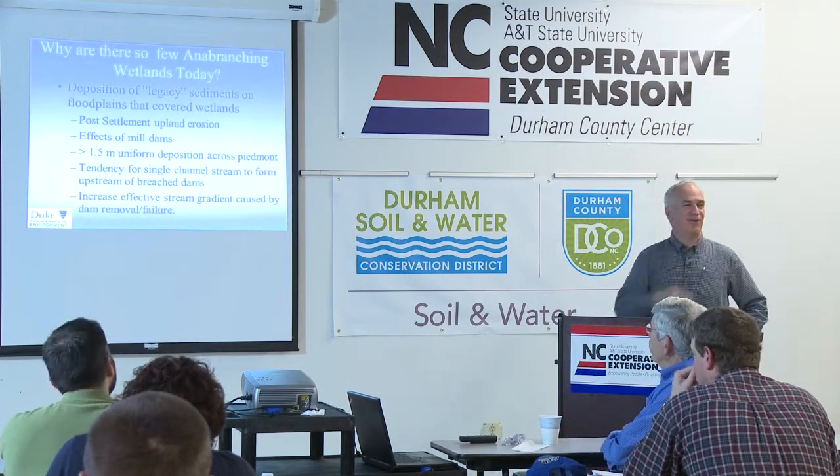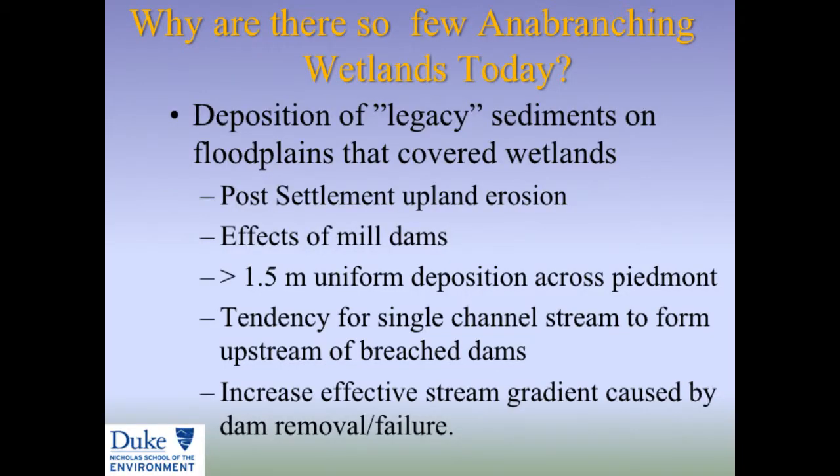So, back to your question a little bit, why are there so few anabranching wetlands today in the Piedmont? Part of that is because of the deposition of the legacy sediments that we were just talking about. And another part is that when we remove these mill dams, in a lot of cases we tend to cover up multiple flow paths and floodplains with these legacy sediments, several meters of legacy sediments, and then when these mill dams are either removed or they fail, we tend to have a tendency to develop a single channel stream in the unconsolidated sediments upstream of the dam.